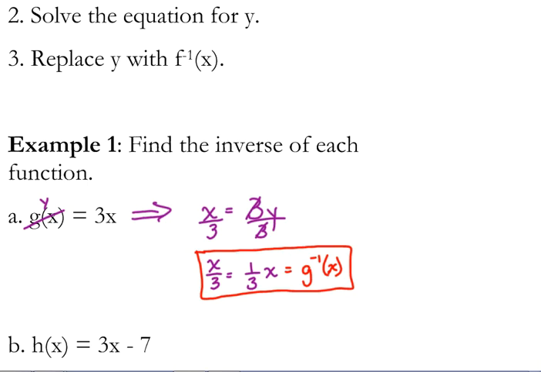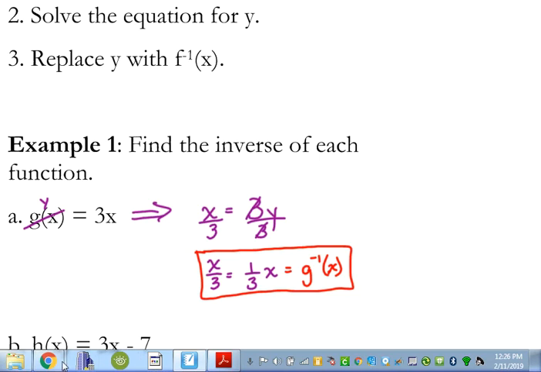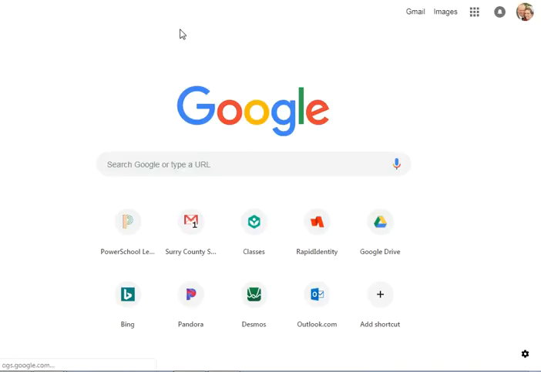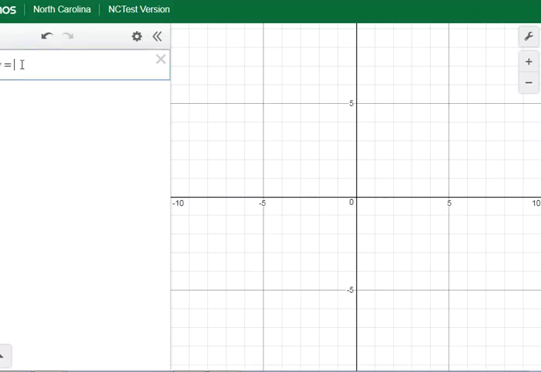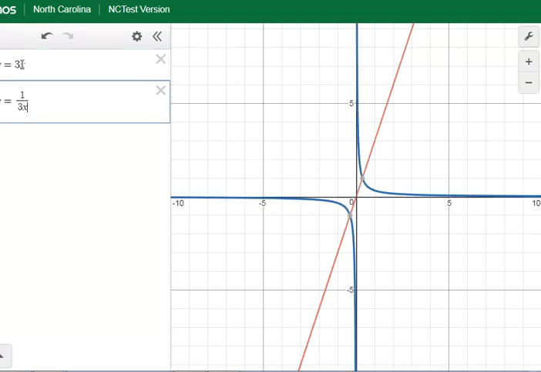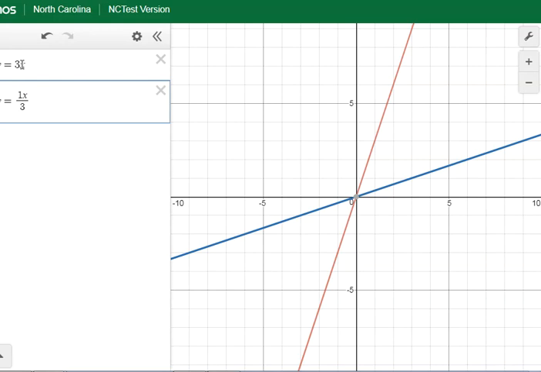Now, if you ever want to know, did I actually find the inverse correctly? Graph it. Okay, you can graph it on your calculator. You can graph it using the Desmos calculator. Type in your original, type in your inverse, type in y equals x, and look for that symmetry. Y equals 1/3 x. Oops, make sure your x is not in the denominator.